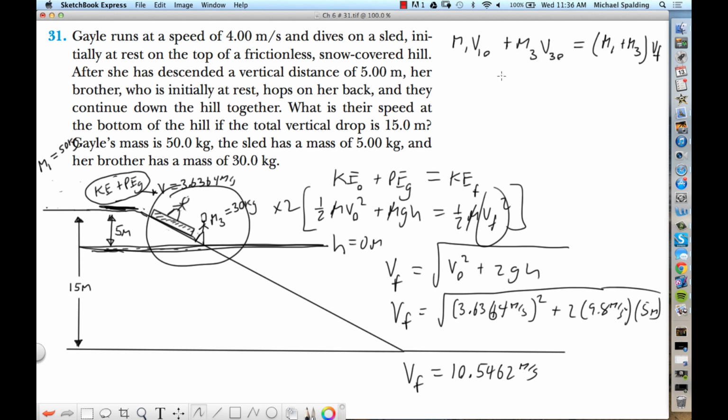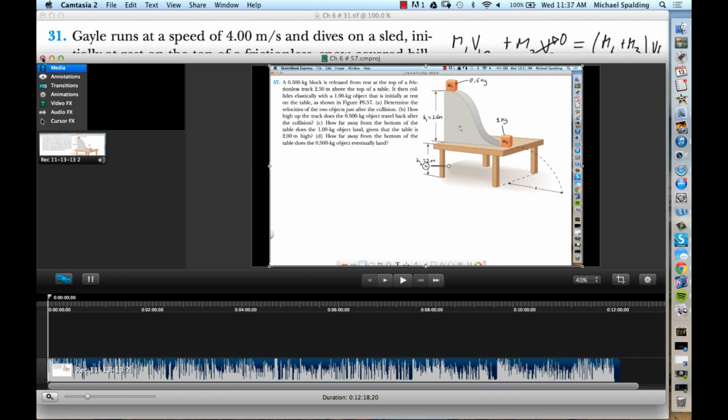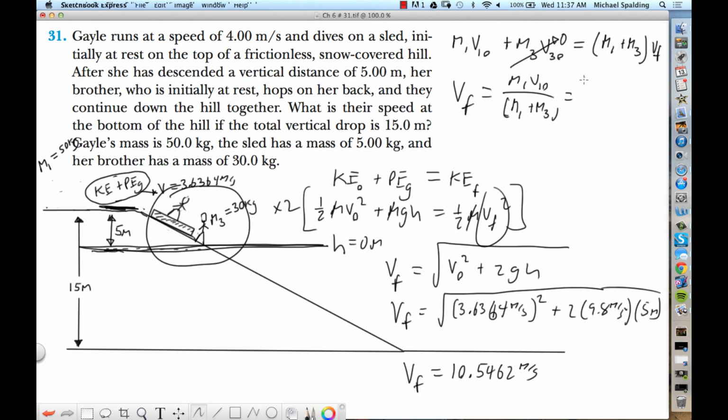What's the velocity of the brother before she hits him? 0. So now we can find V final after she hits him. V final is going to be M1 V1 initial over M1 plus M3. So M1 is 55, that's her plus the sled. Her velocity before she hits him is 10.5462. Total mass is 85. So now we have the velocity after she picks up the brother as 6.824.